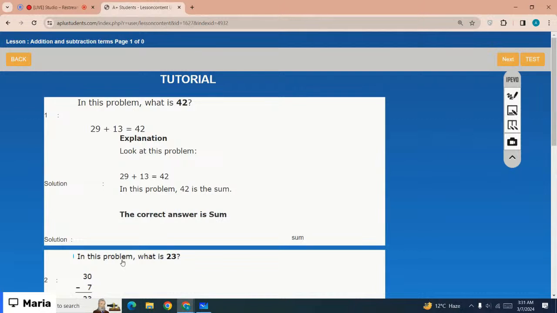In this problem, what is 42? So you are given 29. 29 plus 13 equals 42, right? You have to see what is 42. So 29 and 13. When you add 29 and 13, you have 42. That means 42 is the sum of 29 and 13, right? The correct option is: 42 is the sum of 29 and 13. Let's just start with the test questions.